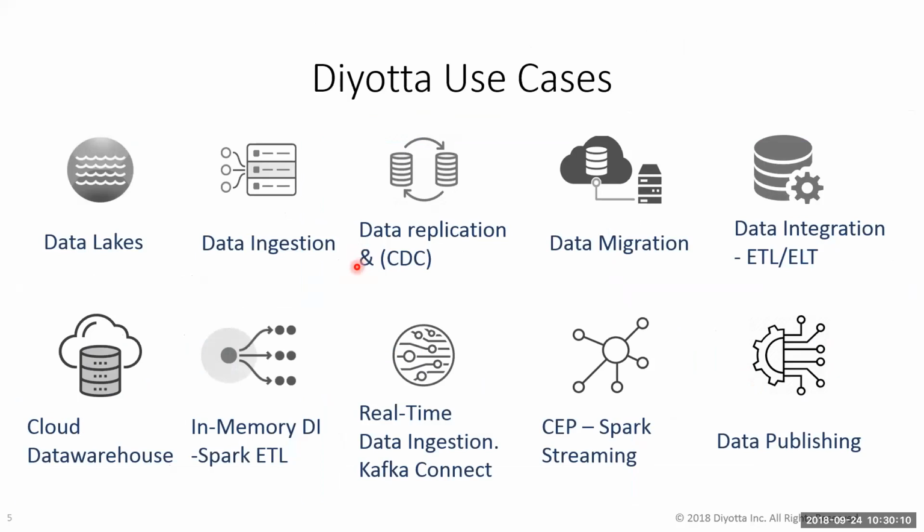We have an approach where you can quickly ingest and build data lakes, and we have use cases like migrating data from different systems to your emerging technologies, or building use cases like replication or real-time data ingestion, which underneath uses Kafka Connect. We also have a solution if you want to use in-memory transformations. We do have a Spark solution, and we also support complex event processing use cases using Spark. So the architecture is very unique and supports all these different types of use cases.